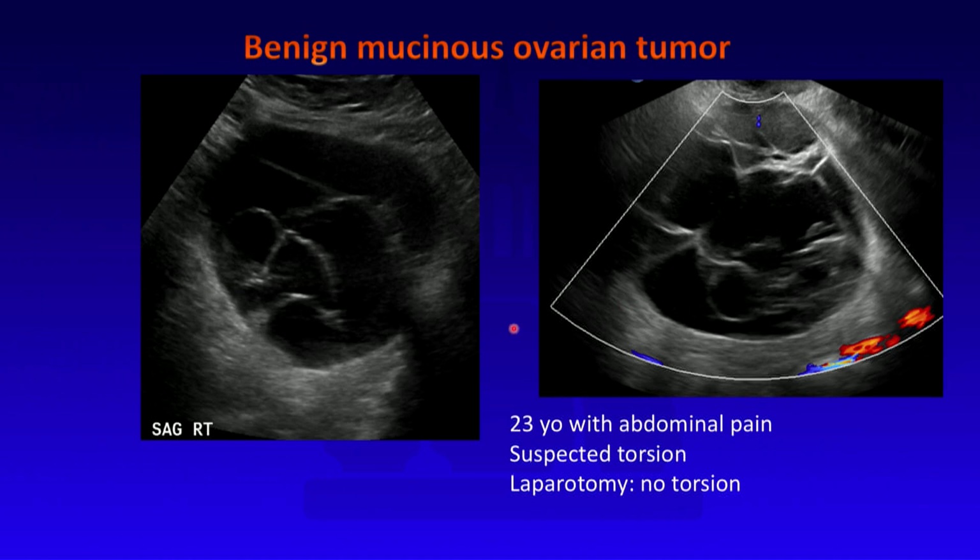Another example, this was a young woman with abdominal pain. They suspected torsion. So we said, here there are multiple septations. There's probably even, is it a mural nodule? It's not very vascular. And she went to surgery because they were concerned about torsion. And this is another example of benign mucinous ovarian tumor.